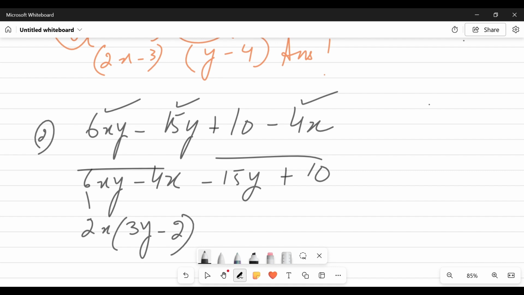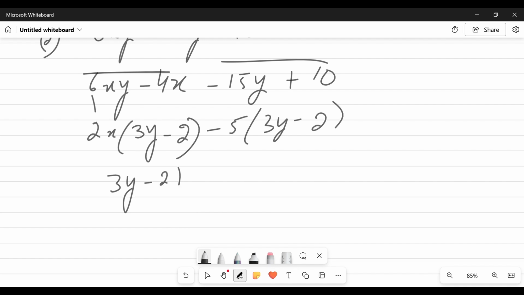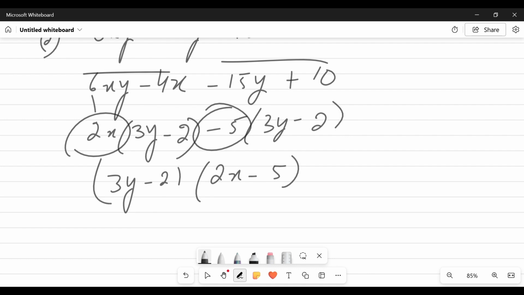2 2s are 4. Now, next bracket 15 and 10, the highest common factor is 5. Only 5, 3y because 5 3s are 15 and y, minus plus is minus and 5 2s are 10. See, both the brackets are same here. So first of all, just take a pencil and do this first step with the pencil. Once you see both the brackets are same, then you are good to go to make the pairs. Now you need to close it. So here 3y minus 2 one time, and then 2x and minus 5 write down in the other bracket.